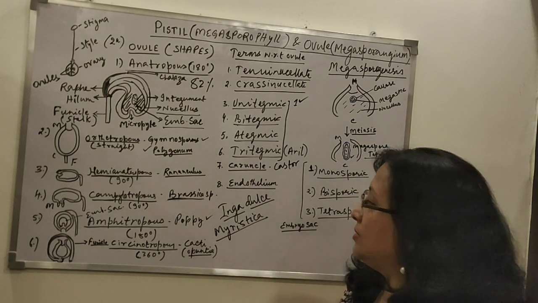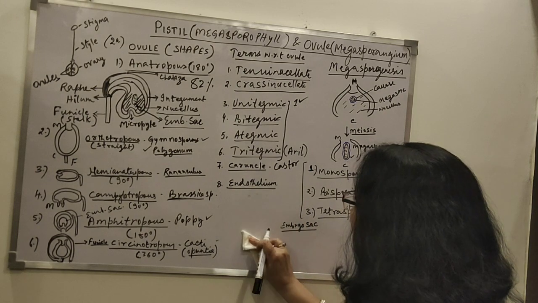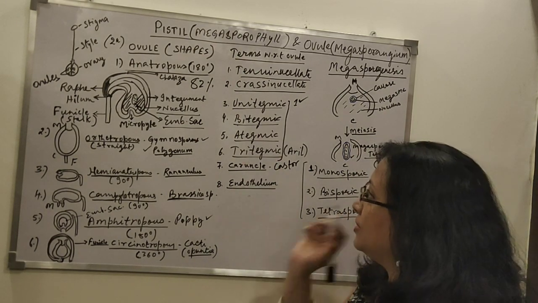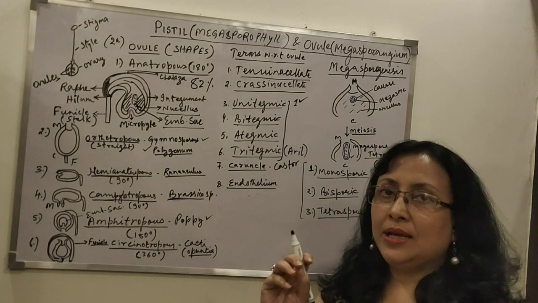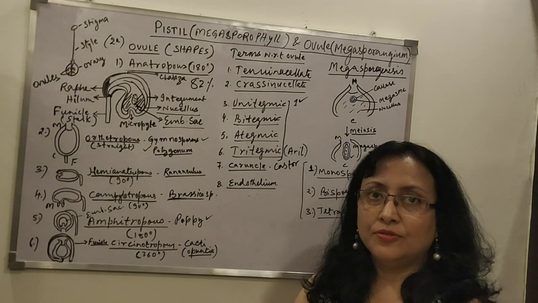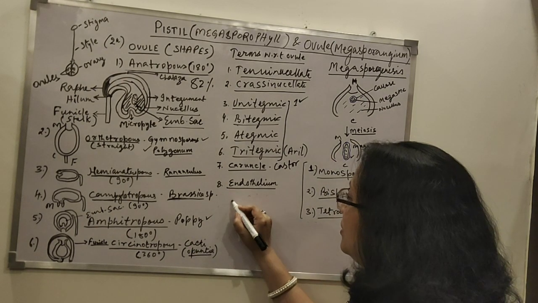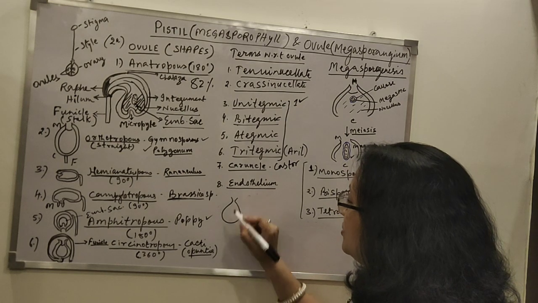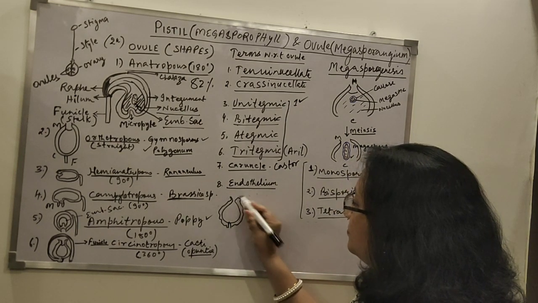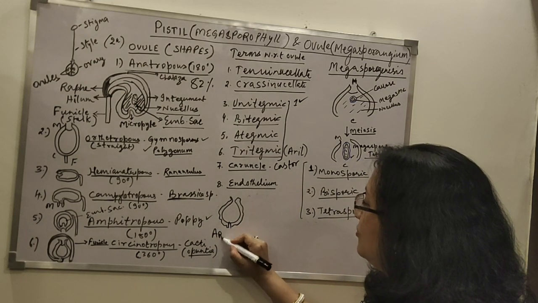Now we have to understand the difference between aril and caruncle. In case of aril, you can make it a point that this aril is nothing but an outgrowth of base of ovule or funicle. Base of ovule or funicle. So it's basically, aril is like this. Whereas, what is caruncle? This I have drawn as aril.